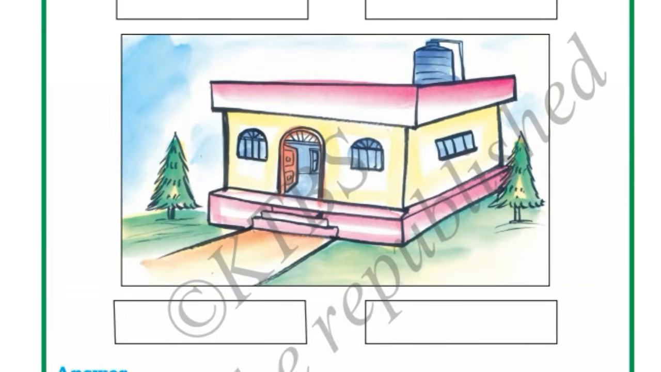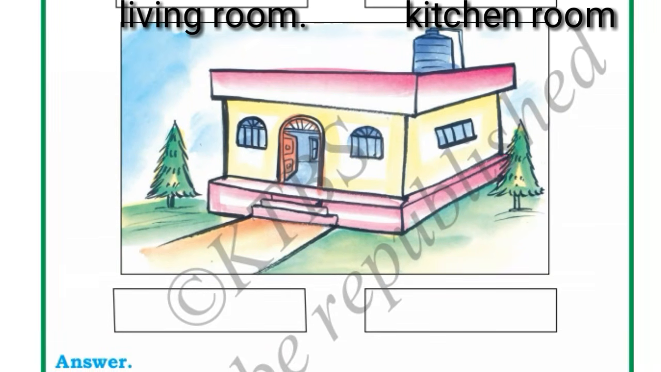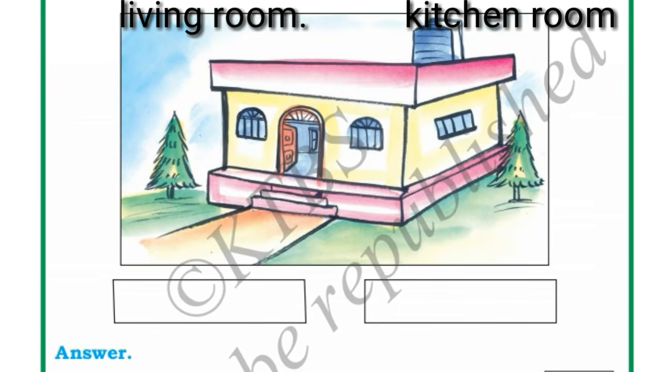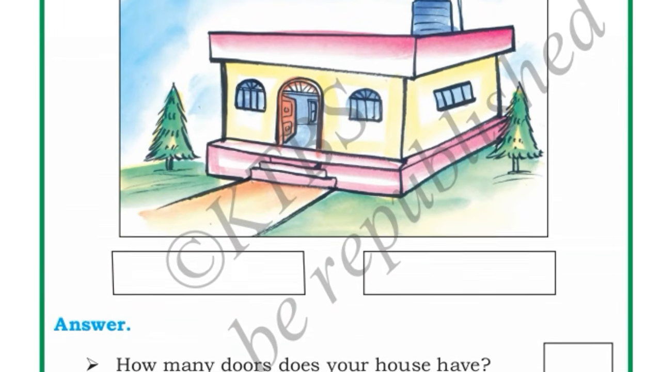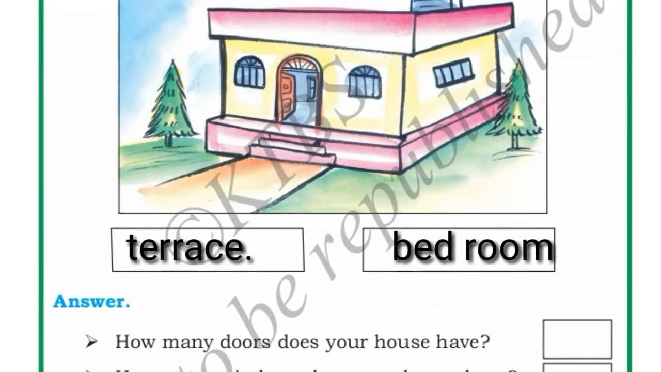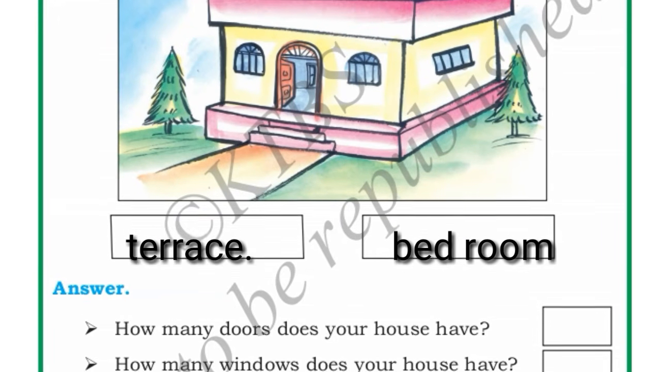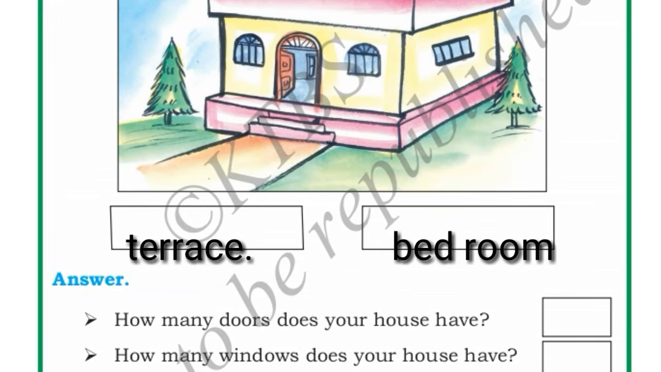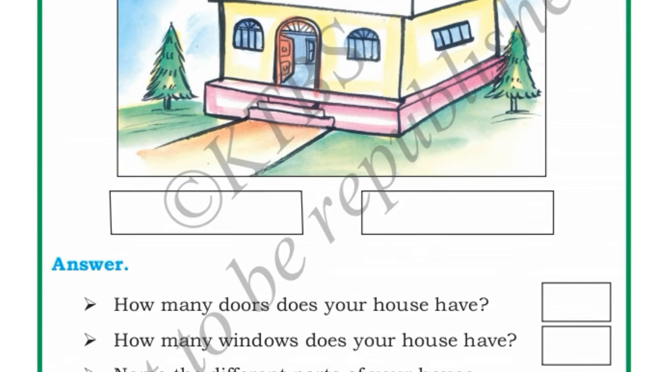You will be having a living area, right? Living hall, yes, then kitchen room. Then you will also be having the terrace. In this picture you can see the terrace, right? So we will write here terrace, and also you can write bedroom. Okay, now answer me, how many doors does your house have?